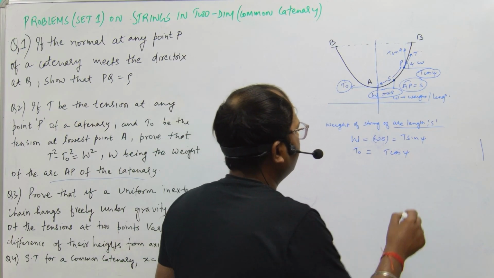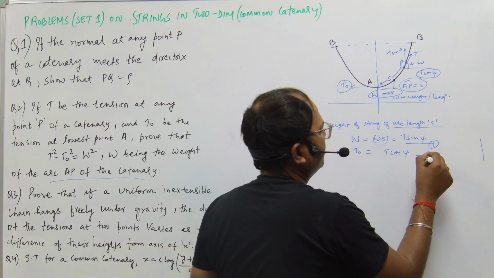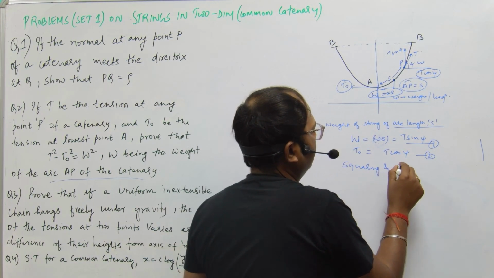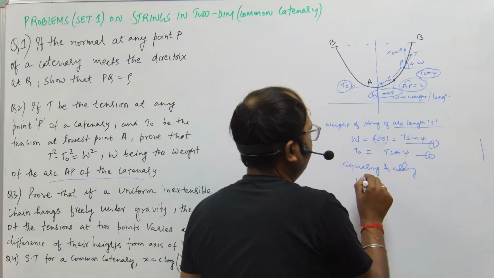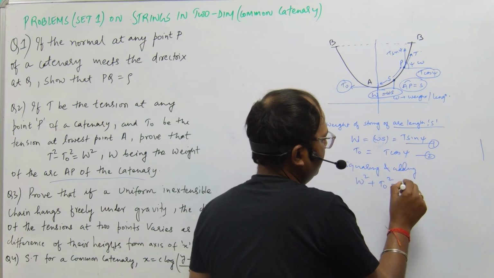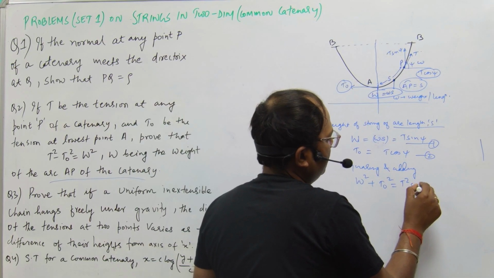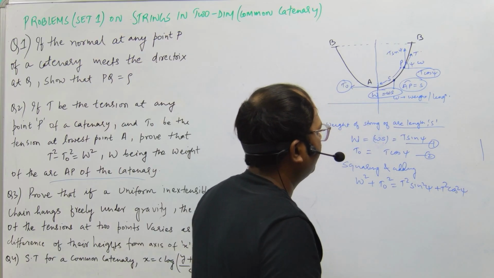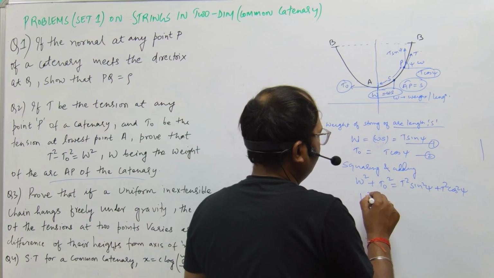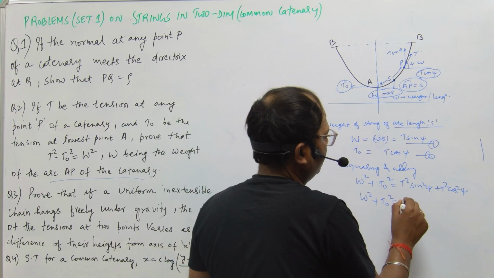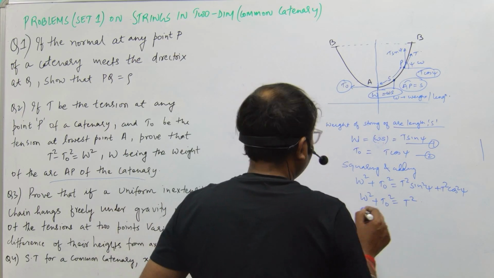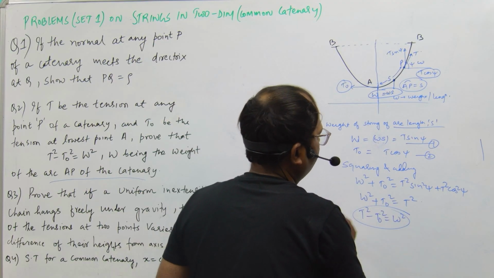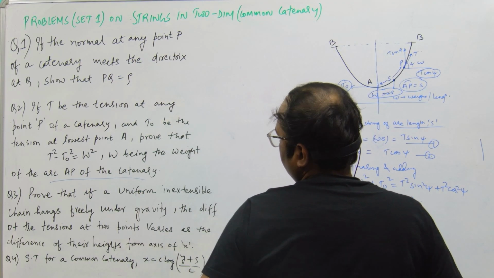Okay, so let us square and add this. This is equation 1, this is equation 2. So squaring and adding, capital W square plus T naught square is equal to T square sin square psi plus T square cos square psi. So W square plus T naught square is equal to T square. So we have proved that T square minus T naught square is equal to capital W square. Okay, so now let us discuss question number 3.